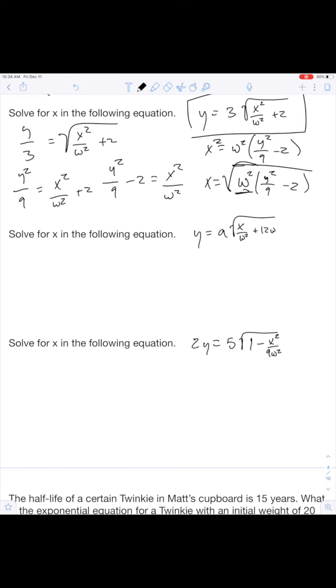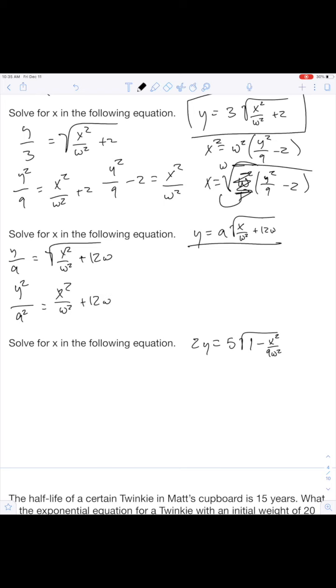And of course, we can take the w out, put the w right there. Because again, it's a square root, w squared, done and done. Let's hit another one, all right? So solve for the x, fine. First things first, we're going to divide by the a. We got to get rid of the number multiplying by the square root. So it's y over a equals square root of x squared over w squared plus 12w. Fine, square both sides. Y squared over a squared equals x squared over w squared plus 12w.